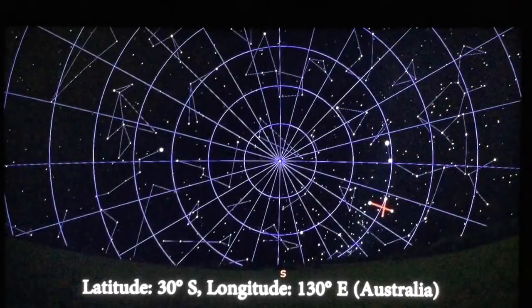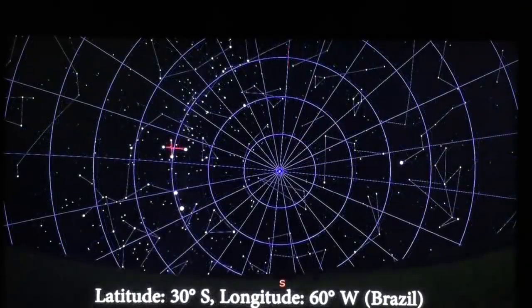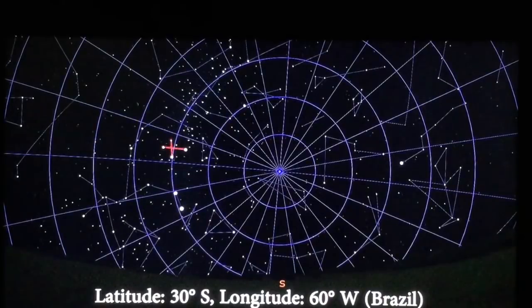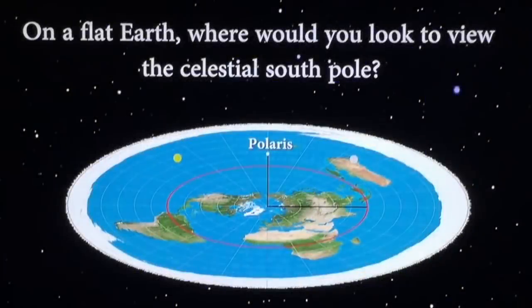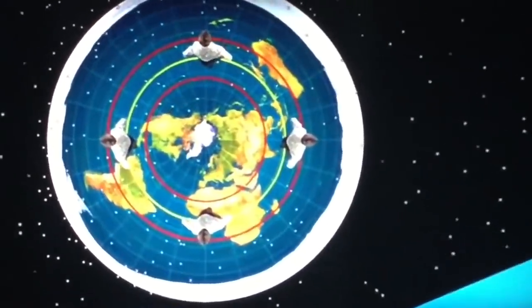Keeping the same latitudes, here's the view looking south from Australia at 130 degrees east longitude, followed by Africa at 20 degrees east longitude, and finally, looking south from Brazil at the Southern Cross at 60 degrees west longitude. On the AE model, where would one even look to view the singular South Celestial Pole? He does make a really good point here. On the AE map, you wouldn't expect to see a southern celestial pole, yet we see one.